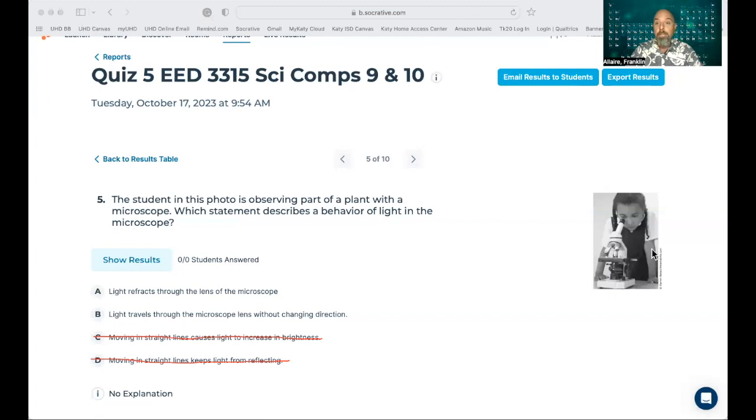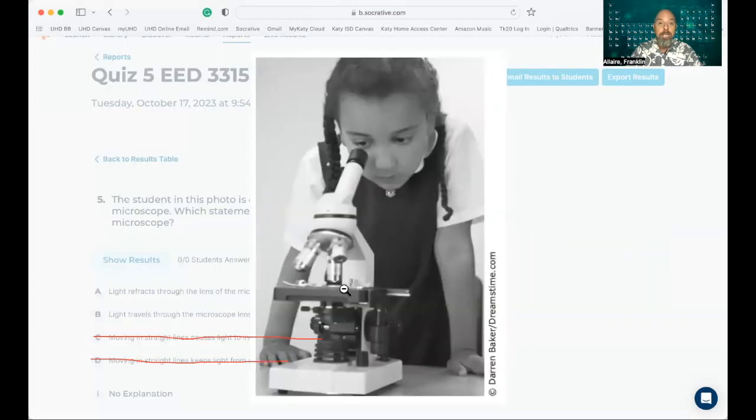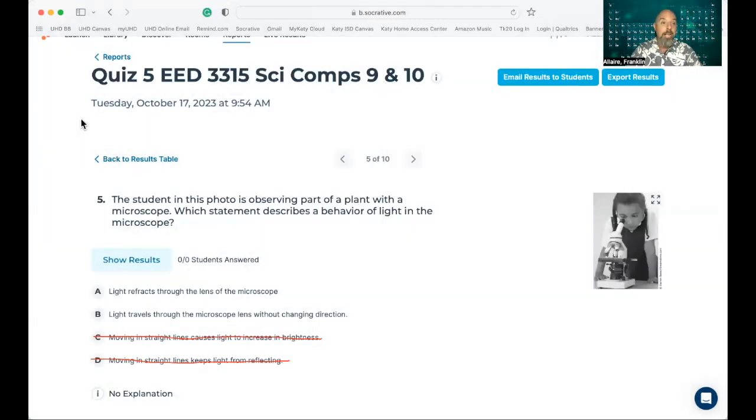direction. If we look at the diagram here, we can see that there is in fact a bend in the light piece hitting the lenses. And so light is going to be changing directions. And so that means that letter B is going to be out. We can cross this out. Sorry for my bad crossing out, which means that the only correct answer in this case is going to be letter A, that light refracts through the lens of the microscope.